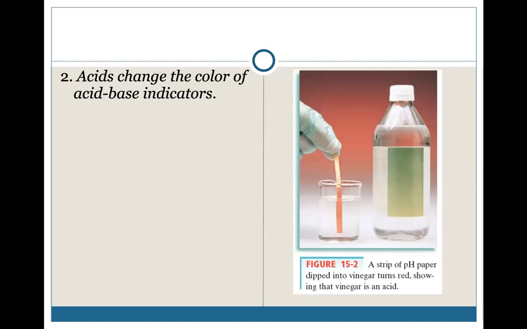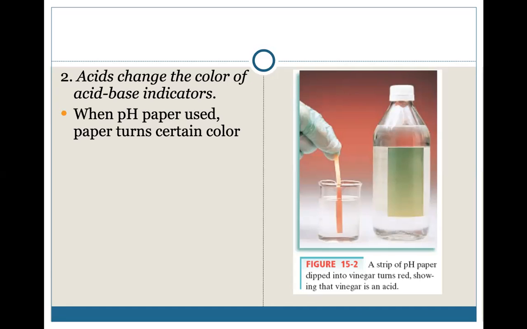Property number two, acids change the color of acid-base indicators. The general color that is associated with acids is red. So in this picture that you see here, they're using pH paper. pH paper uses universal indicator, which has a pH range of either 0 or 1, I think 1 to 14. So universal indicator is basically a combination of a bunch of different indicators.